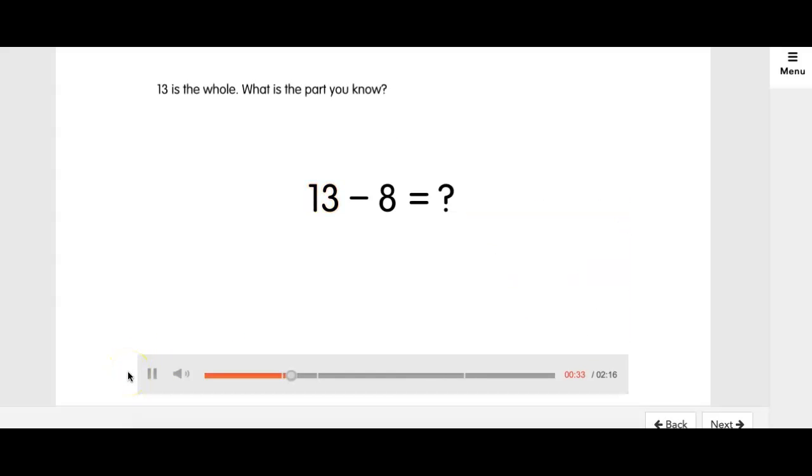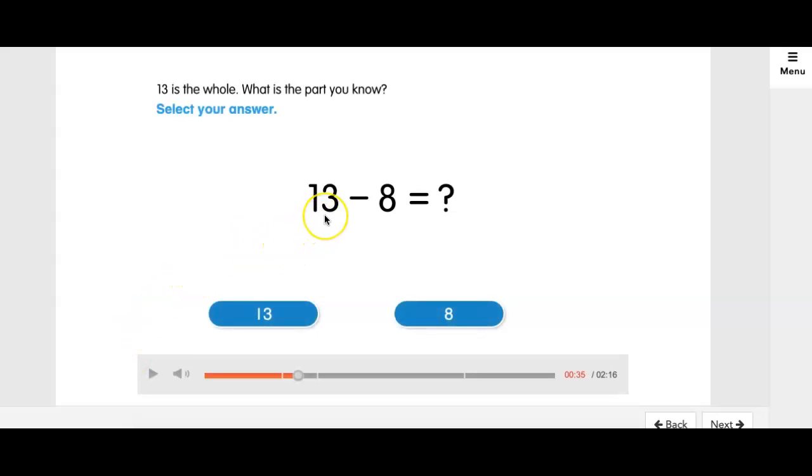13 is the whole. What is the part you know? Select your answer. So if 13 is our whole, that means the part that we know would be 8. And then we still do not know this part here, but we know one of our parts is 8.